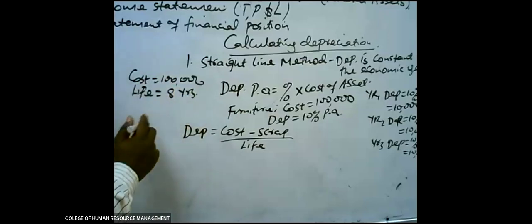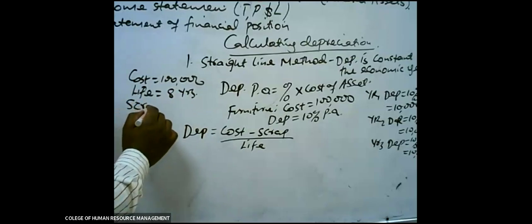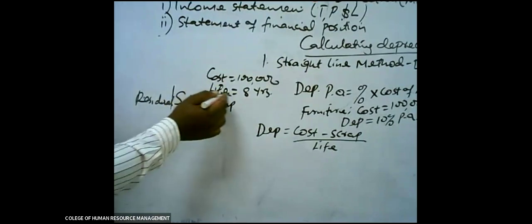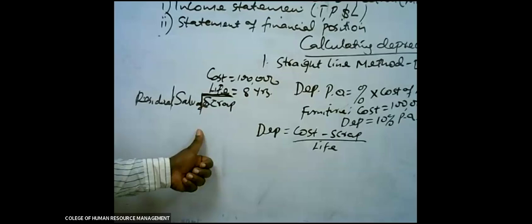And then after the 8 years, it will have what we call scrap. Sometimes we call this salvage, sometimes residual value. The scrap value is the same as the salvage or the residual value, and it is the remaining value of the asset after the asset has served the business in its economic life. After being used for 8 years, will that asset have the remaining value? If yes, that remaining value becomes the salvage or the residual value.